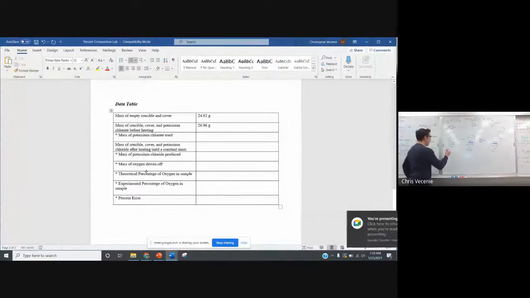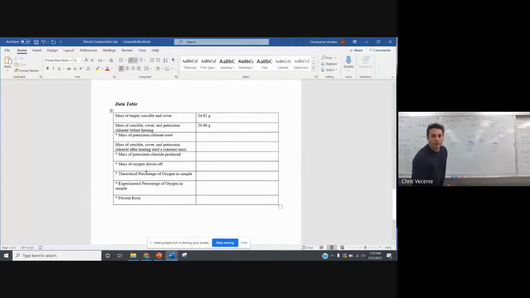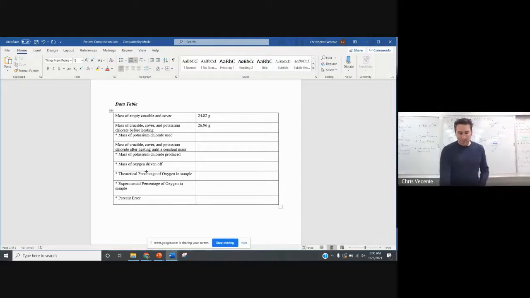So we know our crucible and cover was 24.82 grams. I know my crucible, my cover, and my potassium chlorate was 26.96 grams. So in your data table, there are stars next to certain boxes. What a star means is that you must do some math problem, usually just a subtraction, to get what the value of that box is going to be. You don't read it off of a balance, right?